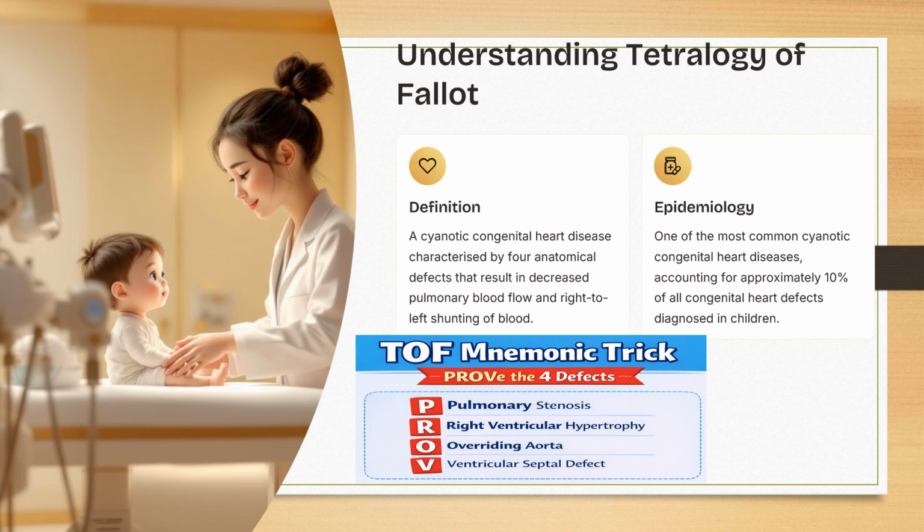septal defect. So when we talk about the definition, TOF is one kind of congenital cyanotic heart disease which is characterized by four anatomical defects. Those are pulmonary stenosis, right ventricular hypertrophy, overriding of aorta, and ventricular septal defect. Epidemiology: nearly 10% of all congenital heart disease comes under TOF only. So we'll learn more about the four anatomical problems of the heart.